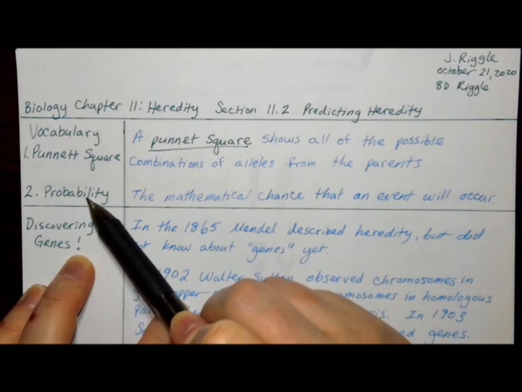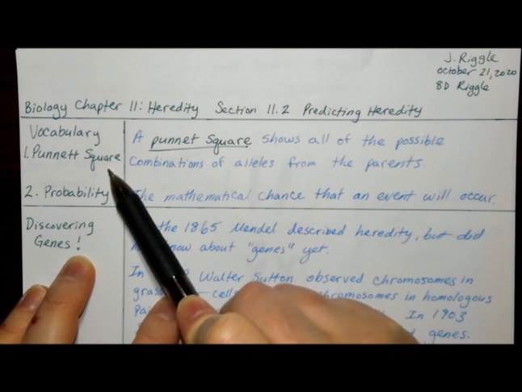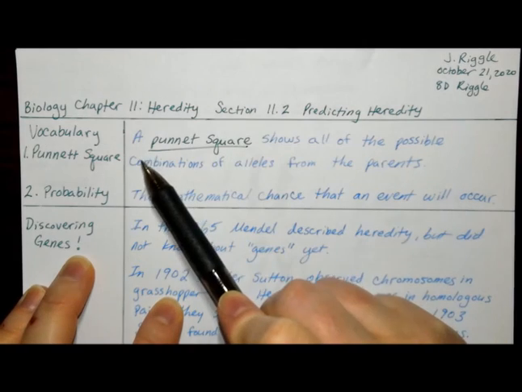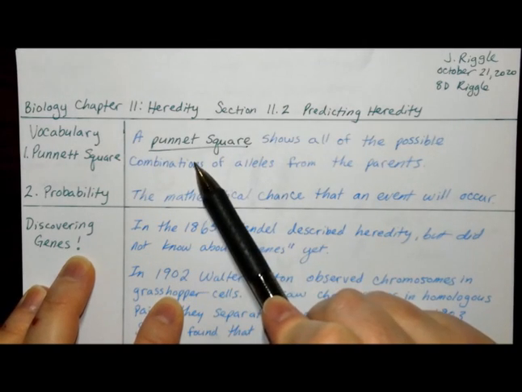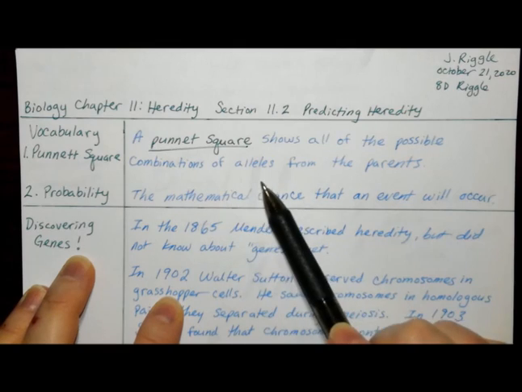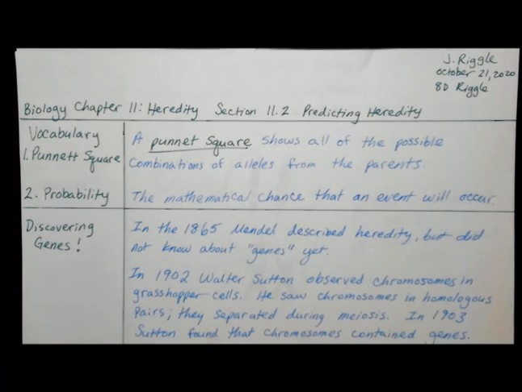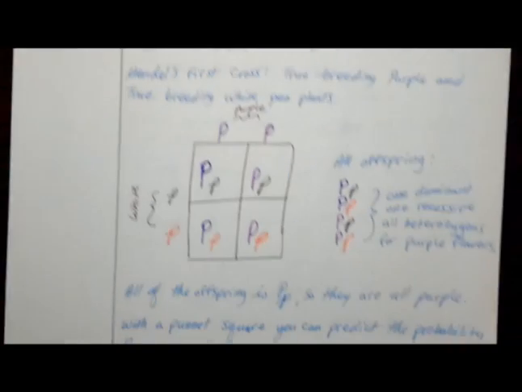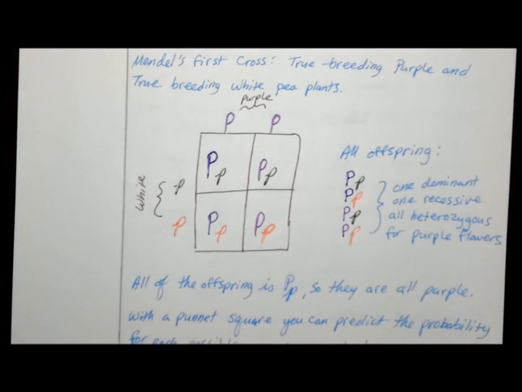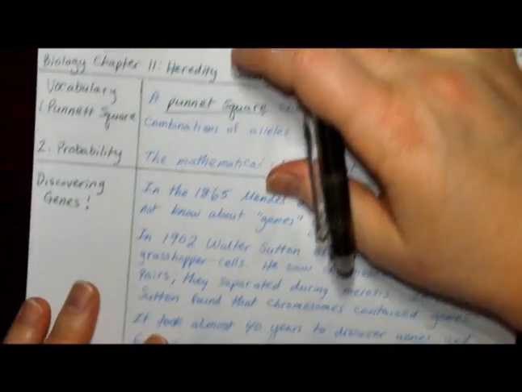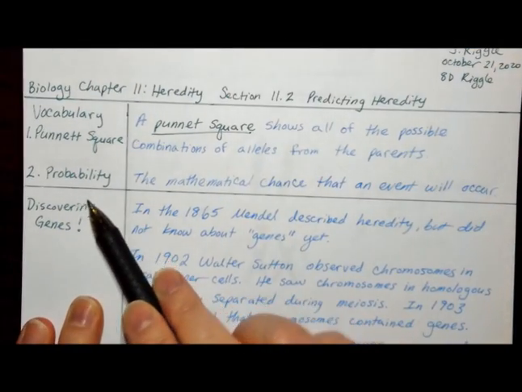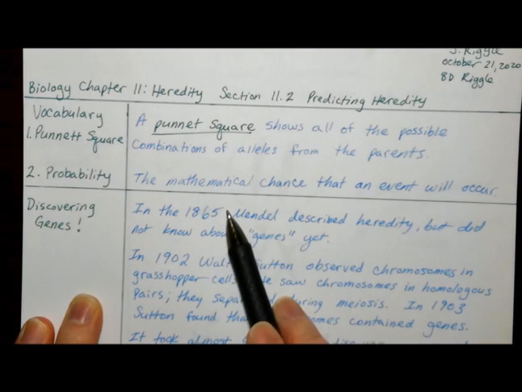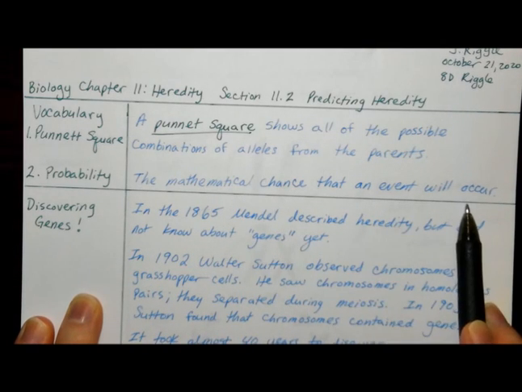First is our vocabulary terms. Punnett square. We talked about this a little bit in class the other day for the previous section. A Punnett square shows all of the possible combinations of alleles for the parents. That was when we were crossing our V's on those flies, and it looks kind of like that. I showed you that way with multiplying with FOIL, and then I showed some of you the box right here, which you can use instead. We're going to talk about those today. We're also going to talk about probability. Probability is the mathematical chance that an event will occur.